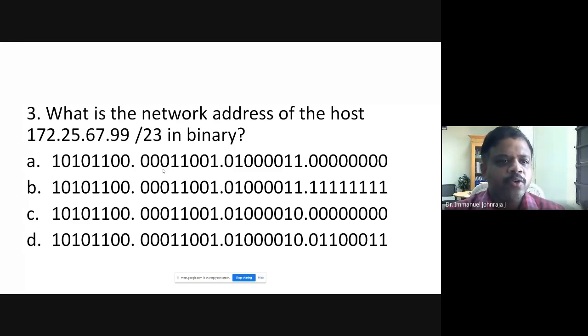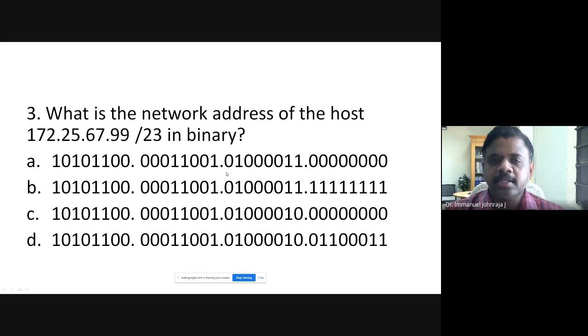One is if you look at the first two values, first two octets. Okay, this is 172, 25, 67, 97, 99. If you look at these two, all have the same prefix. Okay, this is 10101100, 00011001. It is the same thing with A, B, C, and D. So that is not going to help you.